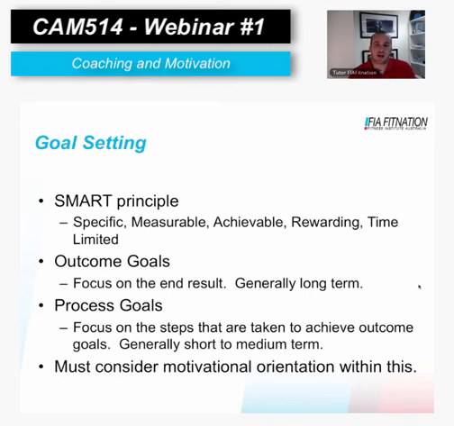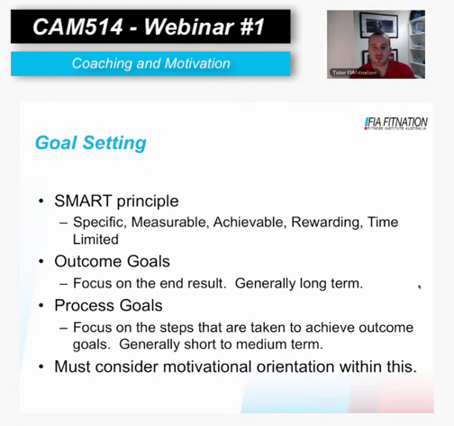So we want to break goals down into their time periods as well. And as I said, outcome goals will tend to be more long-term. That said, incorporating a couple of outcome goals along the way can also be great. So you might have that 6-month deadline to lose 10 kilos, and then you break that into smaller chunks where you're maybe losing 1 kilo every month or whatever it might be.